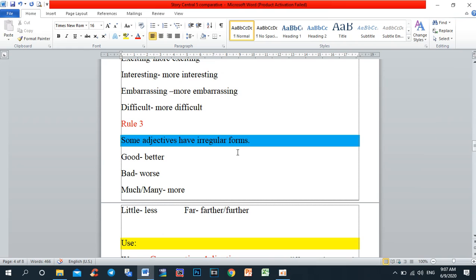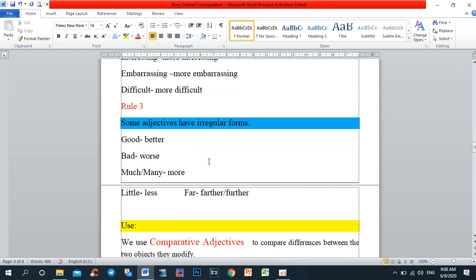It means they are going to change. You don't have to add er or ier. You don't have to add more. But this time it changes the form. For example, good becomes better. Bad becomes worse. Much or many becomes more. Little, less. Far, farther or further.